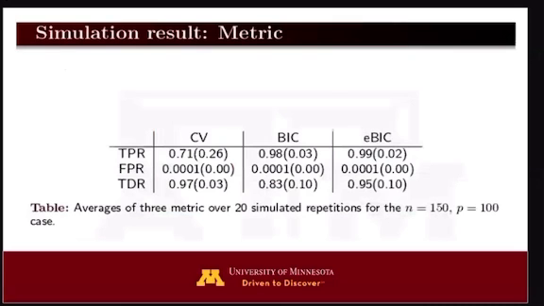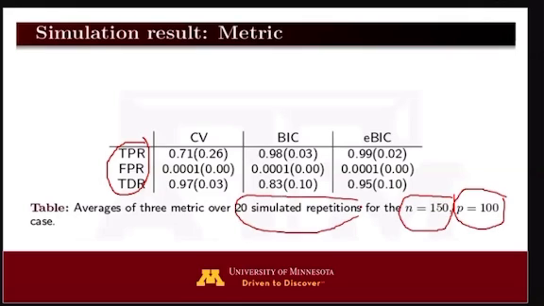But let me show you this. I want to compare three things across three model selection methods. TPR is the true positive rate. FPR is the false positive rate. And TDR is the true discovery rate. We want to compare the TPR, the true positive rate, of cross-validation, BIC, and the extended BIC. The values that are not in the parentheses are the means. This is what we did for 150 observations and 100 features, and we have 20 repetitions.